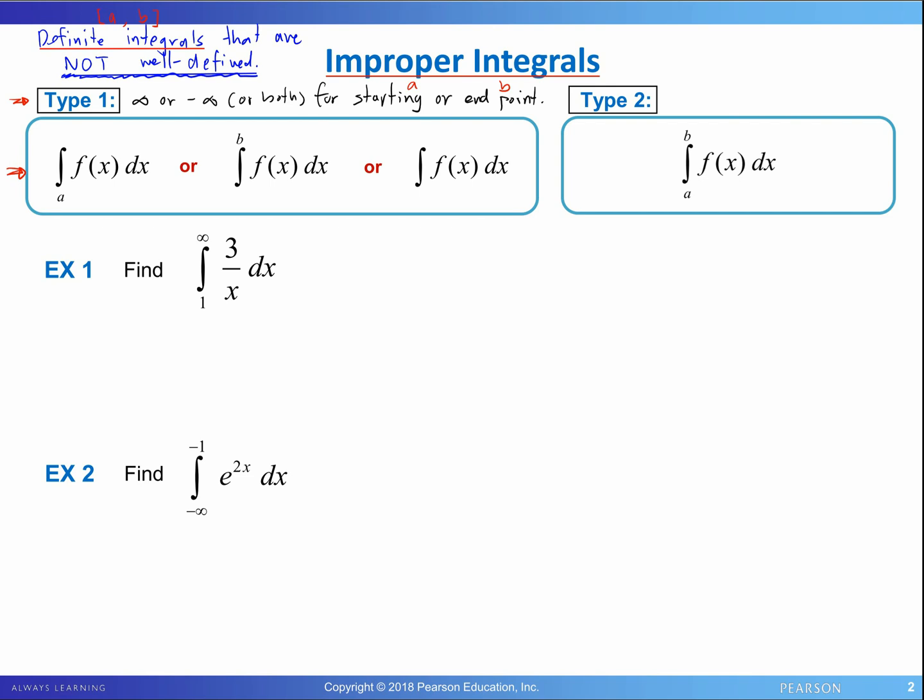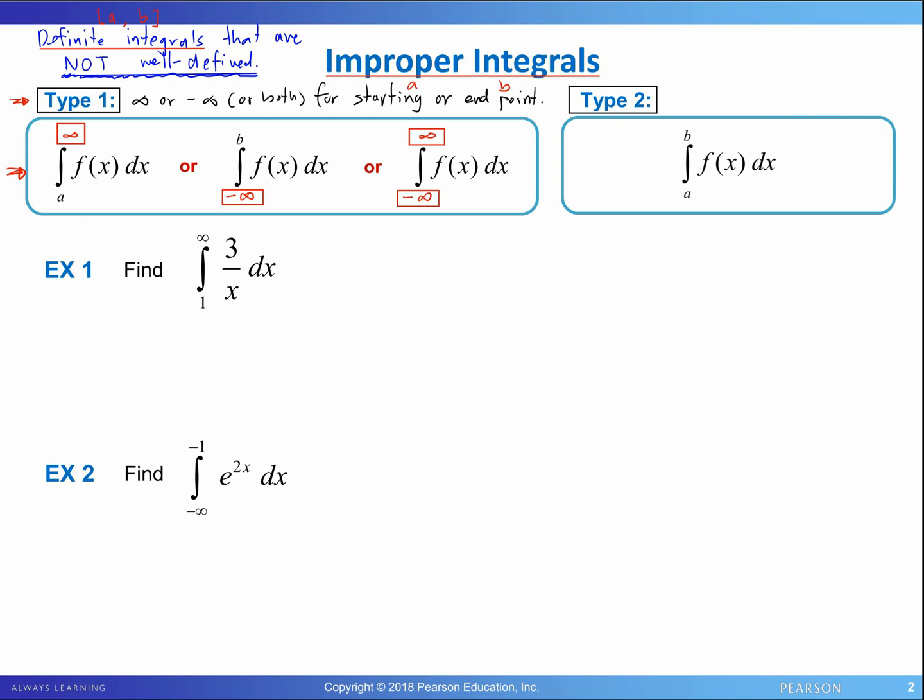So we are talking about these forms. Positive infinity as the endpoint, right here. Negative infinity as the starting point, or both negative infinity as the starting point and positive infinity as the endpoint. So the key is right here. Positive infinity, negative infinity, or both at the starting or endpoints. When you see this in your integral, you know right away that it's improper type 1.